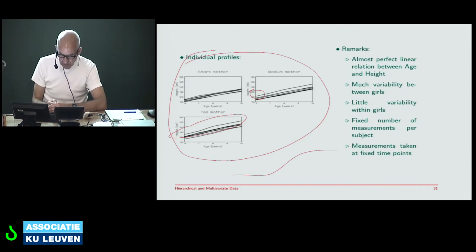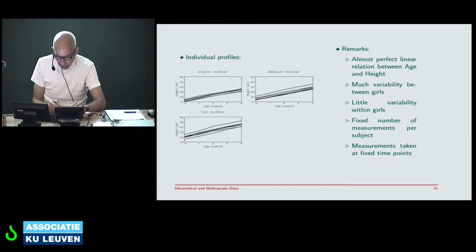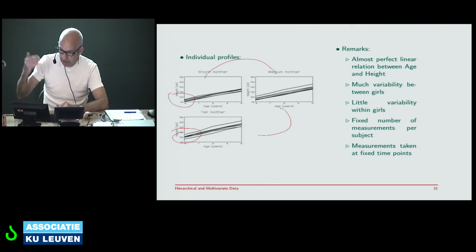The other thing we see, going from one graph to the next, is that the lines in the short mother group really start in the lower left corner. But in the taller mother group, they actually already start with a leeway. They start a bit higher than the bottom line.